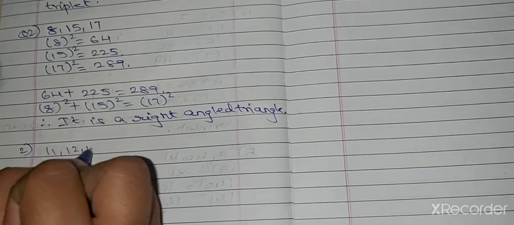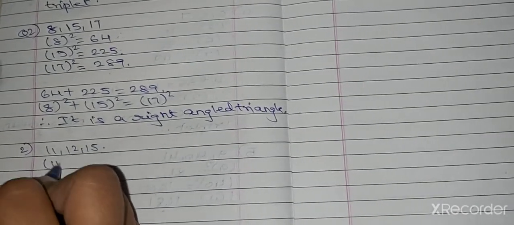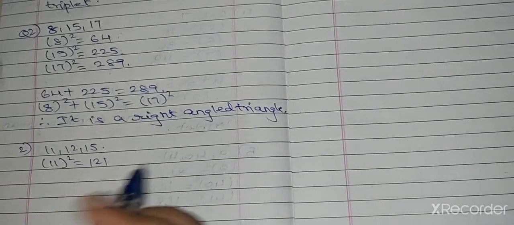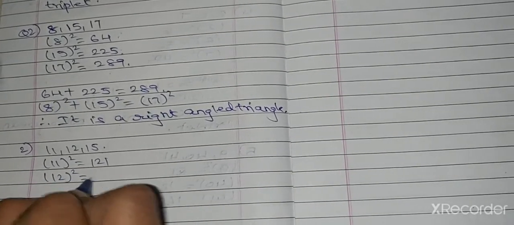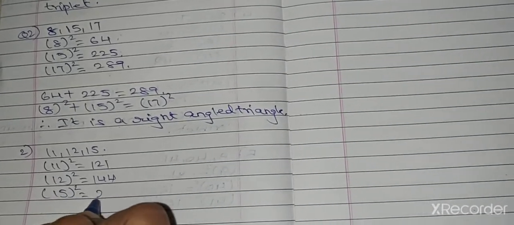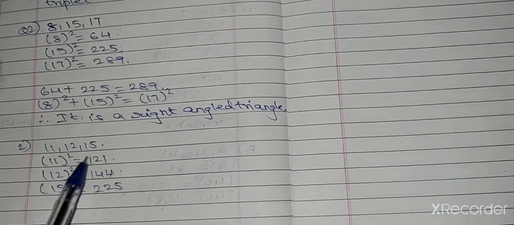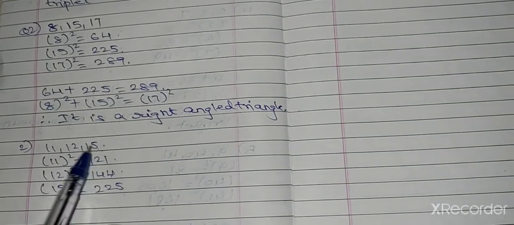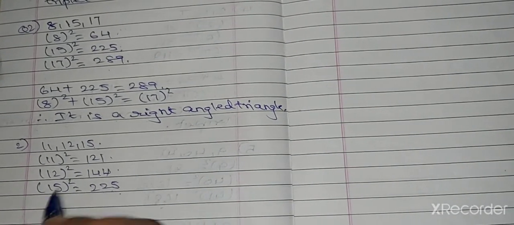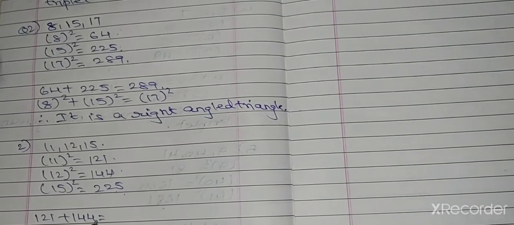Now second sum. 11, 12, 15. First of all, find the square of all three numbers. 11 square, 11 11s are 121. 12 square is 144. 15 square is 225. When you add these two, how much should you get? Because this 15 is the biggest number of all these three, you should get 225. Let's see. 121 plus 144 will give you how much?